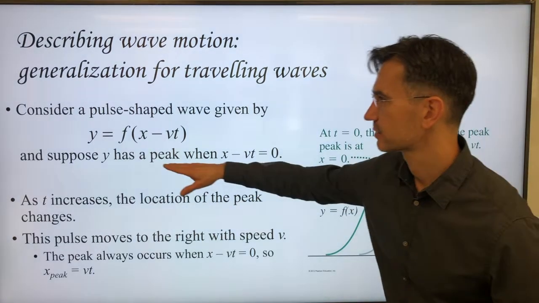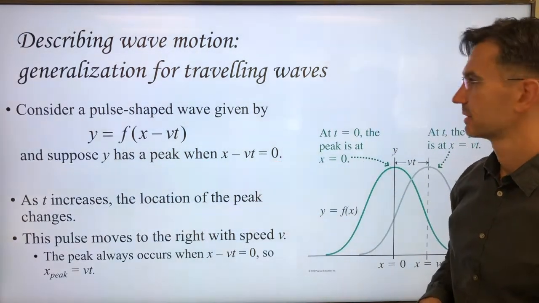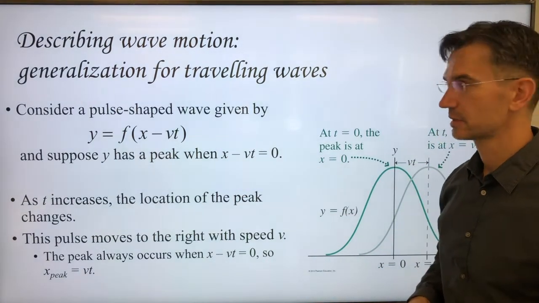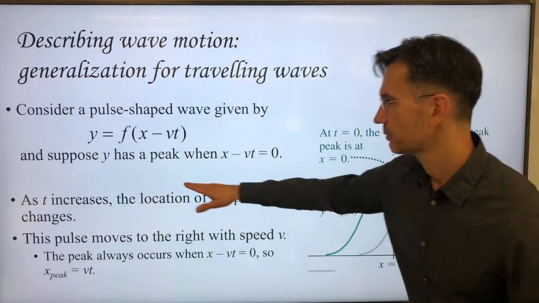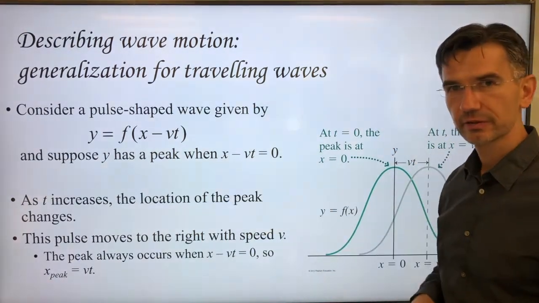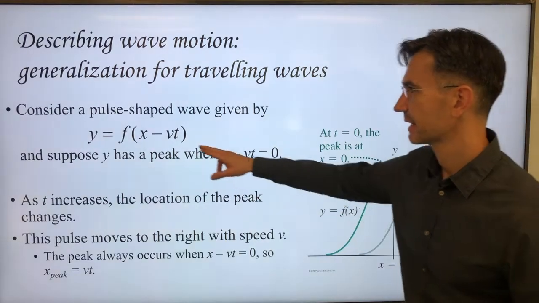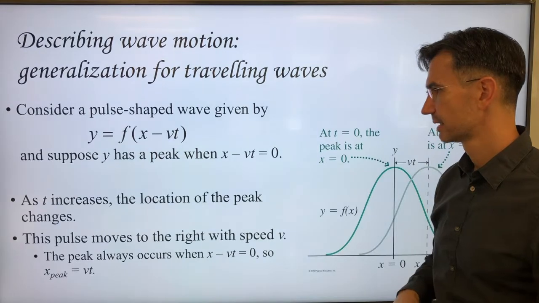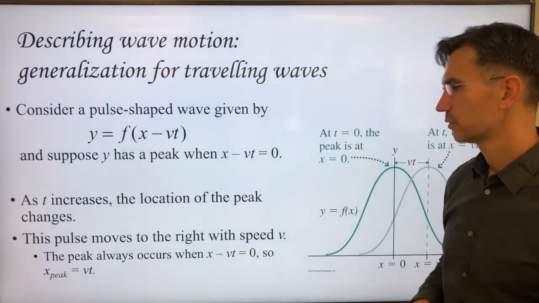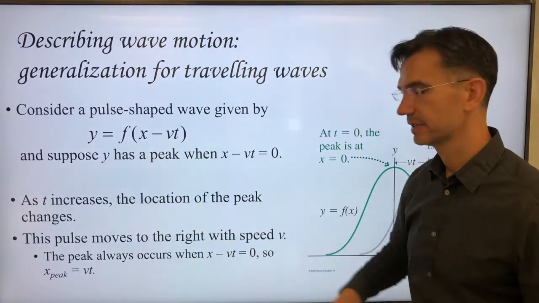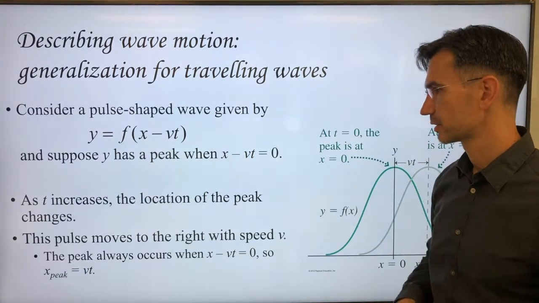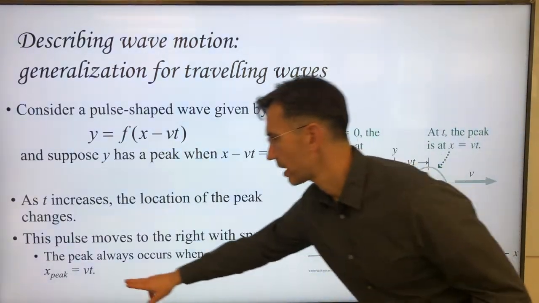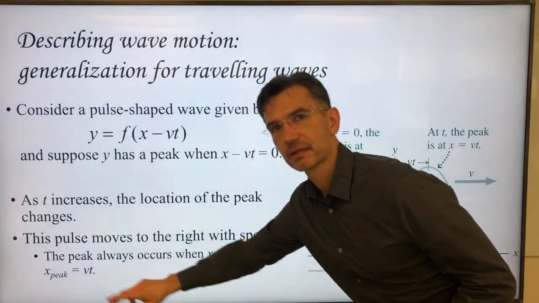And let's assume that y peaks at time when x minus vt equals 0. Then as time increases, we saw that the location of the peak will change. And this wave, having a negative sign in front of time, moves to the right. The peak will always occur when x minus vt equals 0. This was our initial condition. So in fact, we'll see that the x location of the peak will propagate with time as v times t.